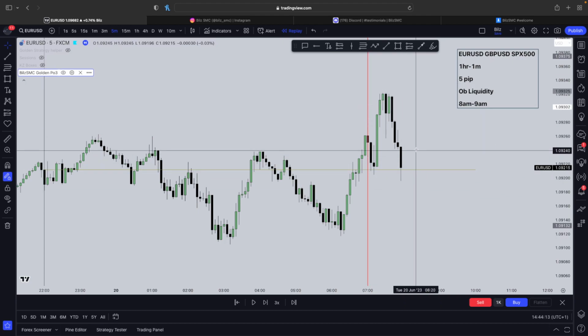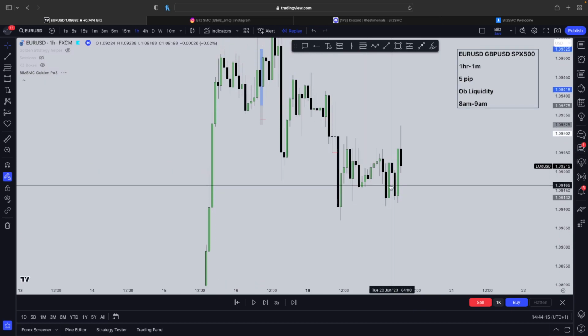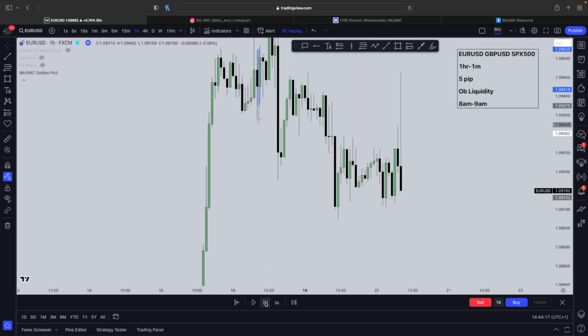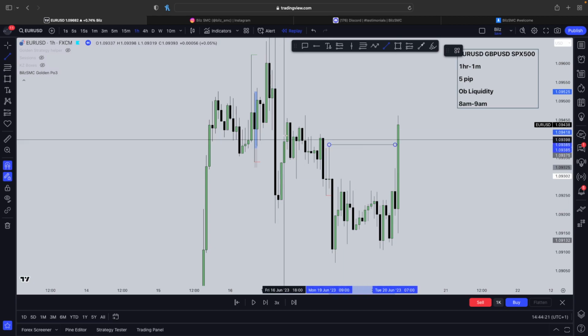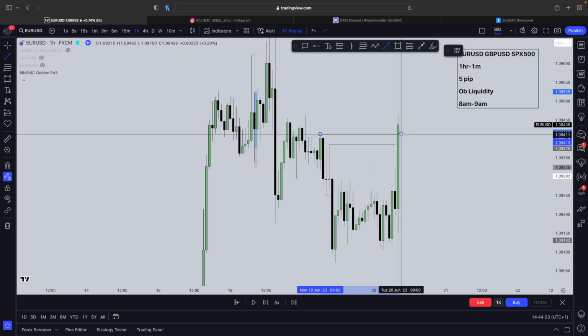So our trading time happens at 8 o'clock. Then we go down to the 1 hour time frame. There you go. Now let's wait for this candle. Let's see what happens. Okay, there you go. Price took out this high right here, this fractal high. And there you go. That's all we need, okay?